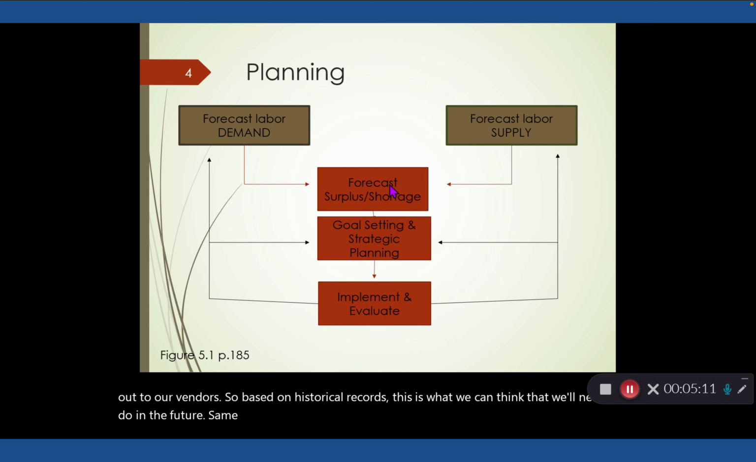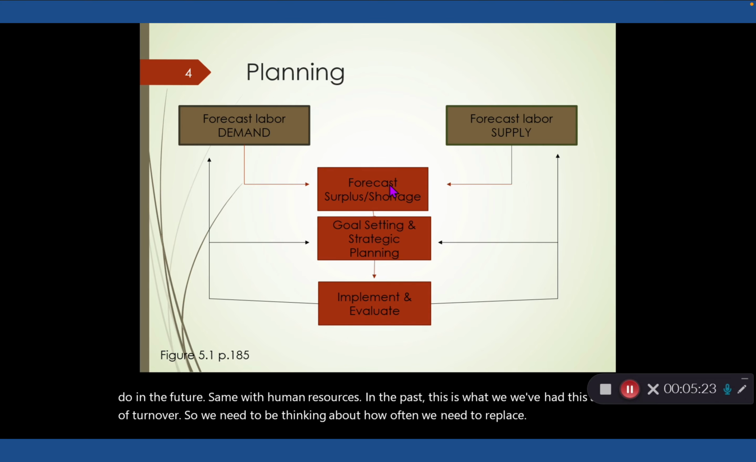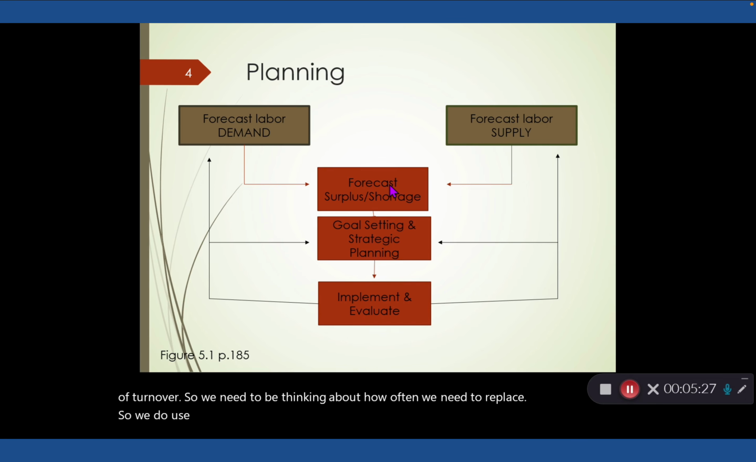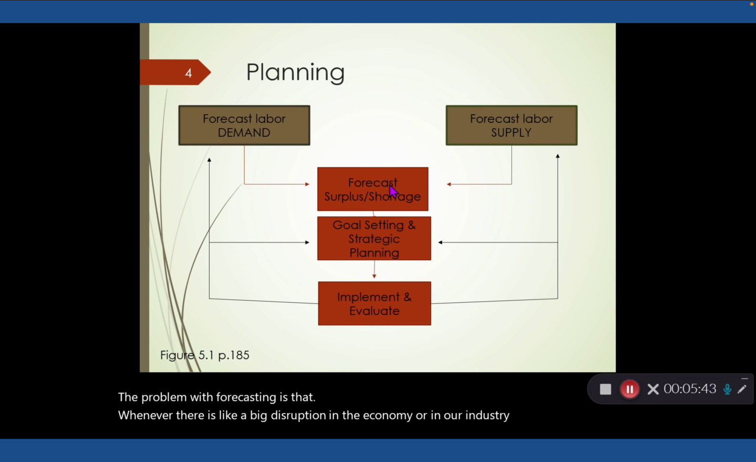Same with human resources. In the past, we've had this amount of turnover, so we need to think about how often we need to replace people. So we do use data. The problem with forecasting is that whenever there's a big disruption in the economy or in our industry, it kind of turns our forecasting on its head.